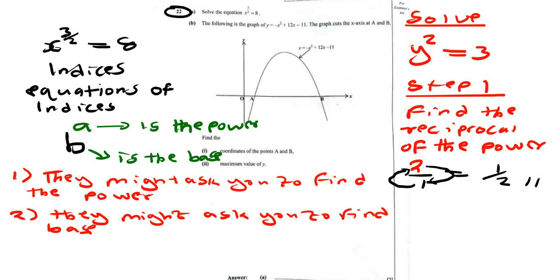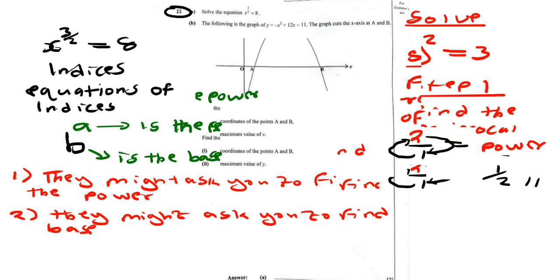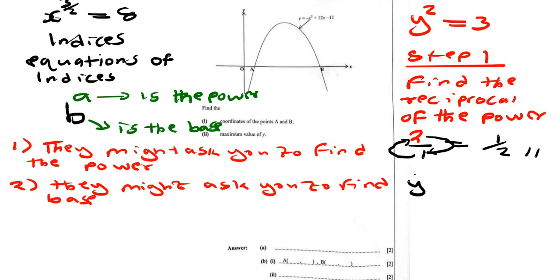So since your question is y squared is equal to 3, how you handle this now is you multiply the power by its reciprocal, meaning this is 2 times 1 over 2. Remember that you've added 1 over 2 on this side of the equal sign, so on the other side you also need to put 1 over 2, because the equal sign means whatever you do to the left hand side, you also need to do to the right hand side.